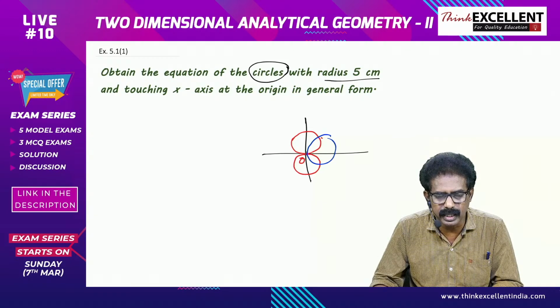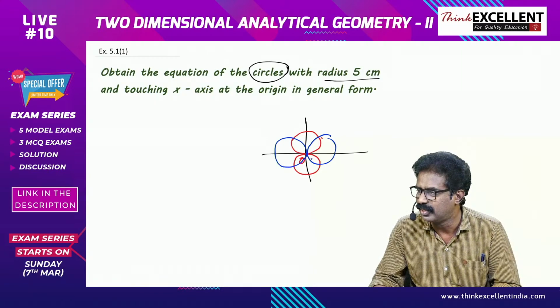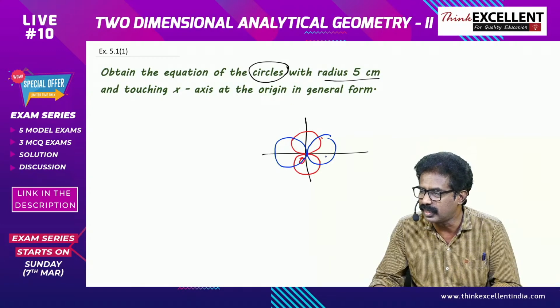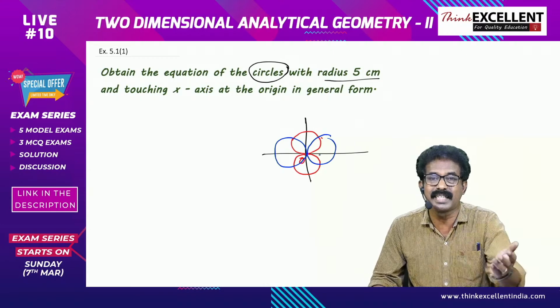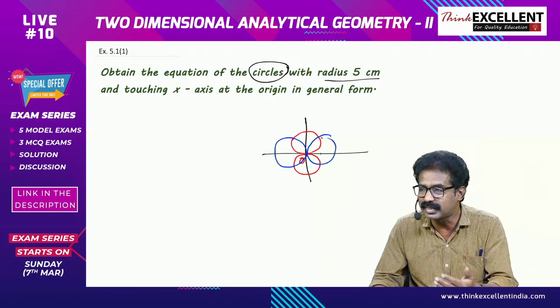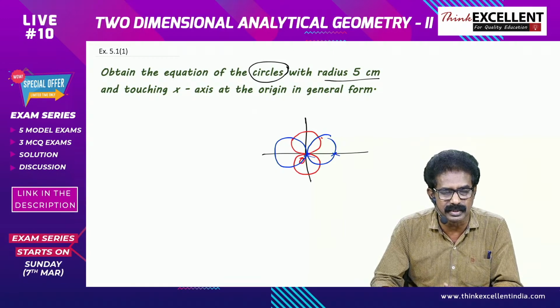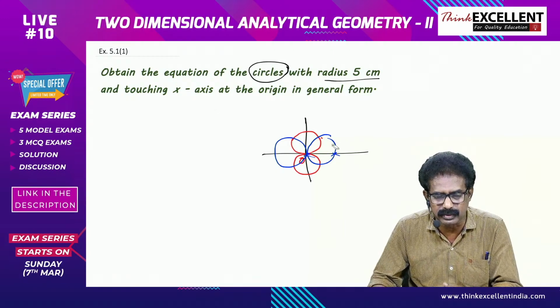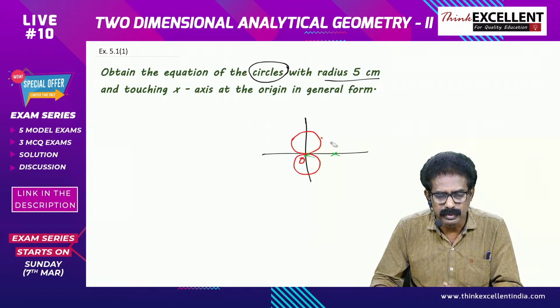Can you take these blue circles? Yes or no? Can you take this blue one? No. Why, do you know? The reason is, it is not touching the x-axis, it is intersecting the x-axis, right? It is intersecting the x-axis at two places. So you can't take those circles. So only the red ones, those alone you can take, okay?